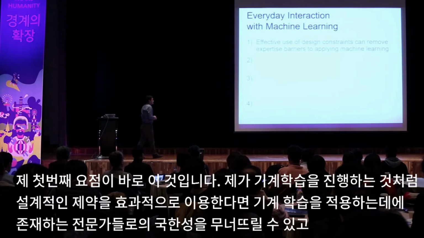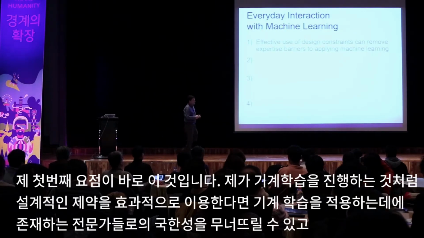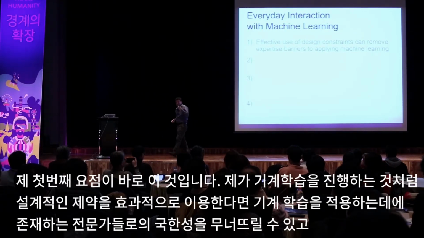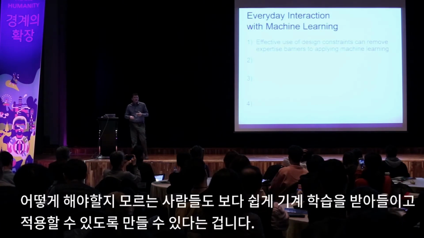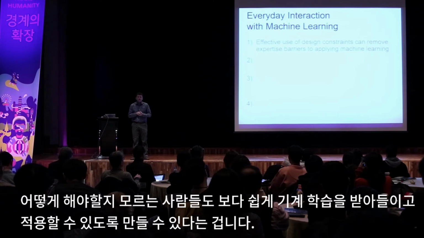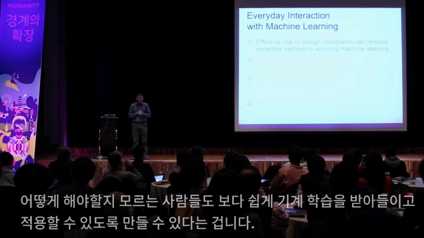And so that's going to be my first takeaway as I go through this: the effective use of design constraints can remove expertise barriers to applying machine learning and allow these techniques to be applied by people who otherwise wouldn't know how.